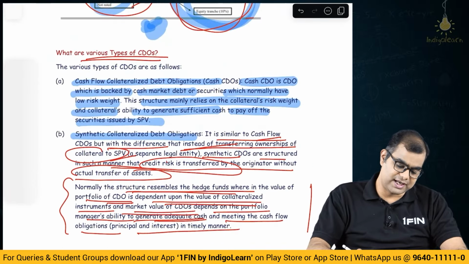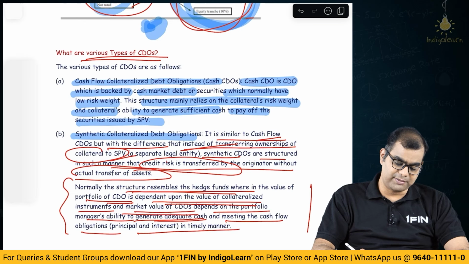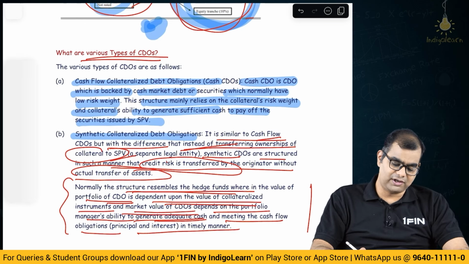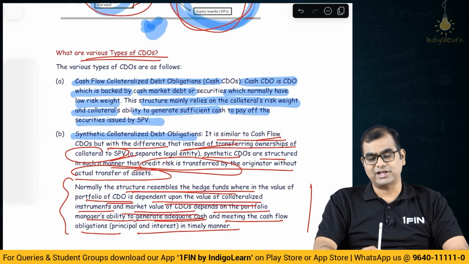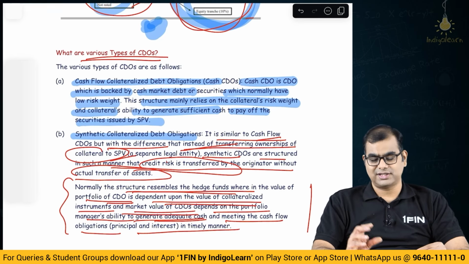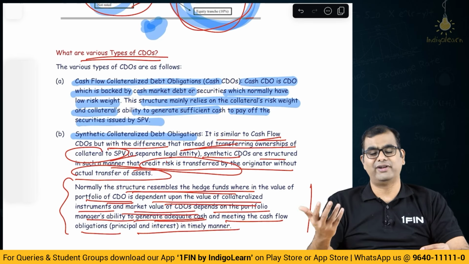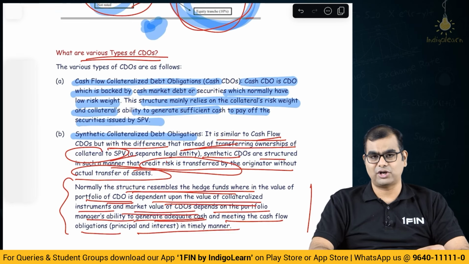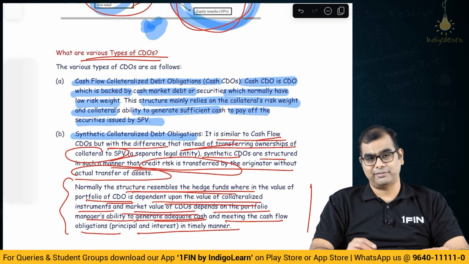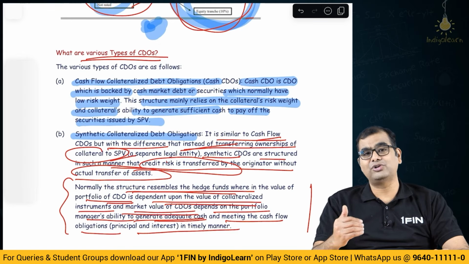Normally, structures resemble the hedge fund, wherein the value of the portfolio of CDOs depends on the value of collateralized instruments, and the market value of the CDO depends on the portfolio manager's ability to generate adequate cash in meeting the cash flow obligations. So what happens in a hedge fund is, hedge funds typically have some money, they over leverage. They leverage 5 times, 10 times and all that. There are people who give them money. They use that money to enter into derivative transactions.